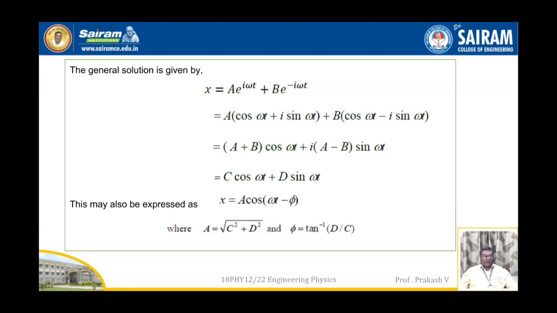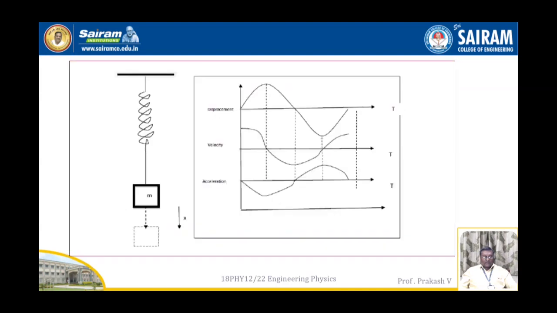In the next slide, I am going to show you the picture of the spring and the mass m attached to it at the other end, with the mass displaced by a distance x because of the acceleration due to gravity. Here is also a chart showing the displacement of the object, velocity, and acceleration of the object with respect to time.